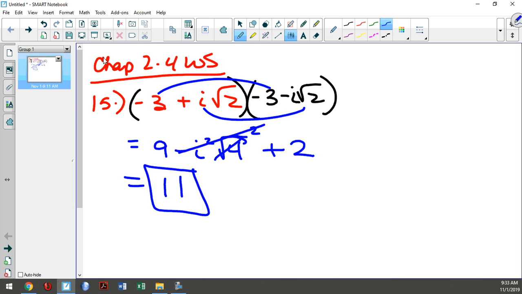Do we understand number 15? Any other questions over section 2-4?